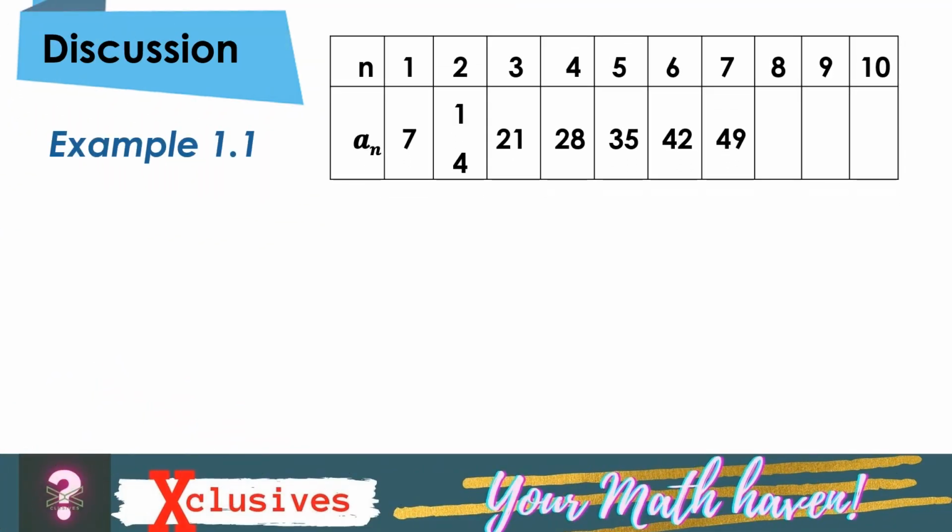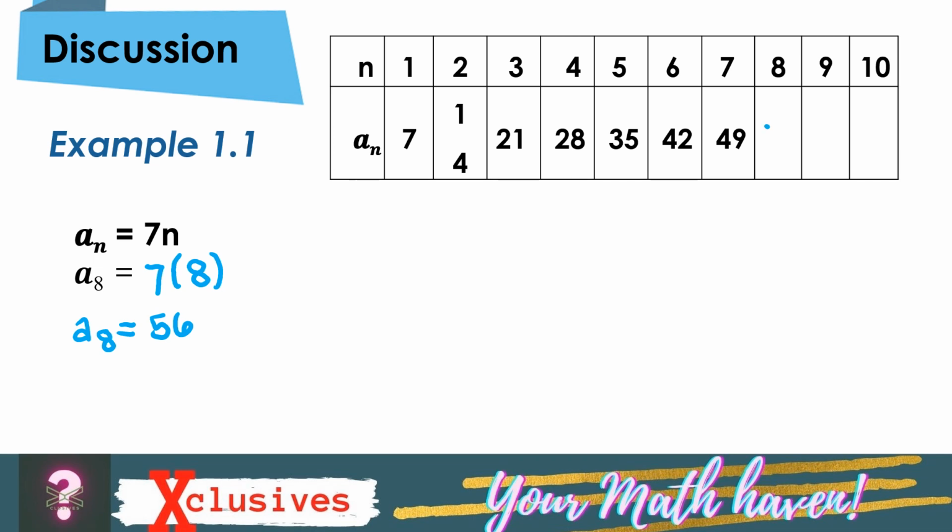Now that we already know the rule or pattern for this sequence, it will be easier for us to determine the 8th term, the 9th term, and the 10th term. So again, the formula was a sub n equals 7n. Always write the rule first before solving for the term. So in this case, we have the 8th term. That would be a sub 8 is equal to 7 times 8. And that will give us 56. That is the 8th term of our sequence.